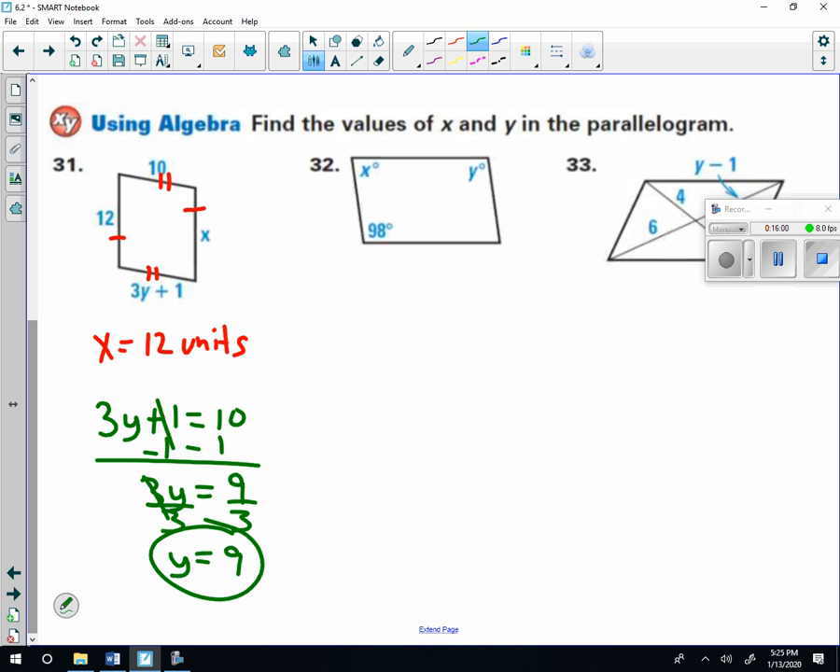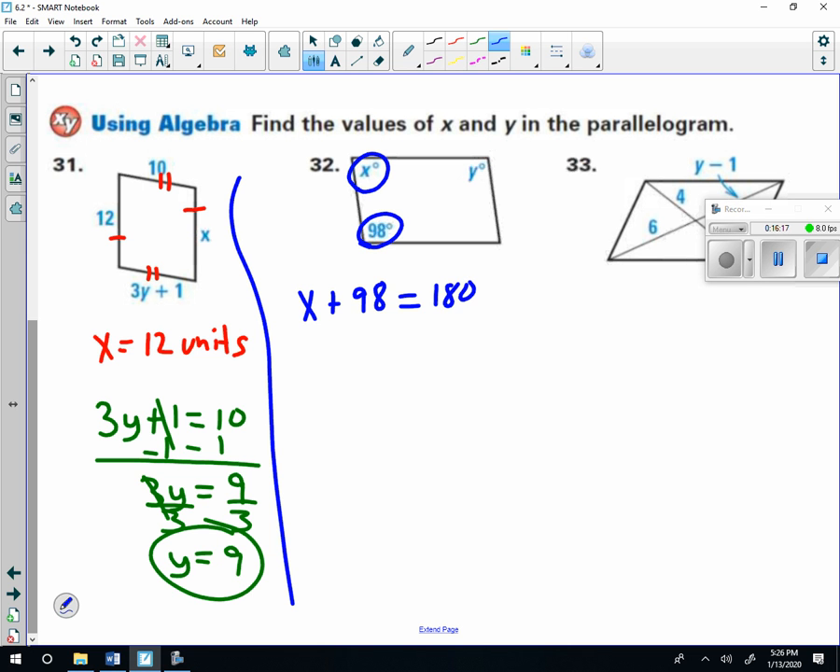Moving on to 32, if this is a parallelogram, then any two consecutive angles are supplementary. So the two angles that I've just circled are consecutive, and because that's a parallelogram, they're definitely supplementary: two angles whose sum is 180 degrees. Subtracting 98 from both sides, we get what x would have to equal, which would be 82 degrees. Attaching a degree label there because x does signify an angle measure.